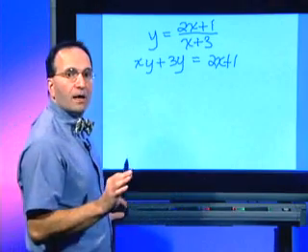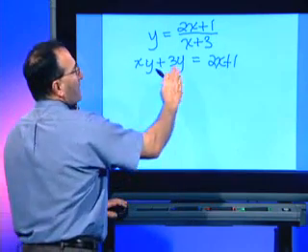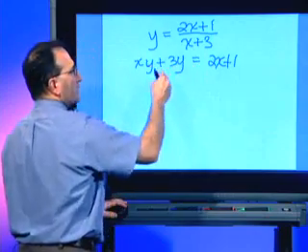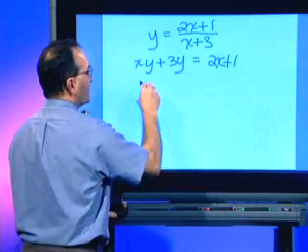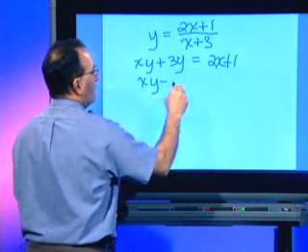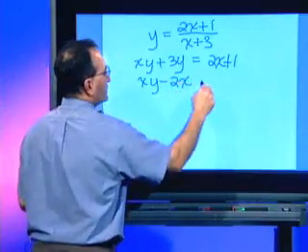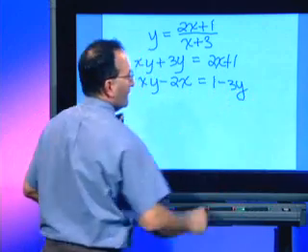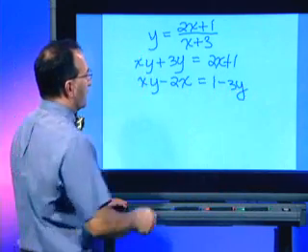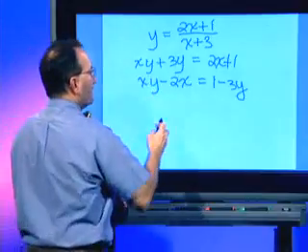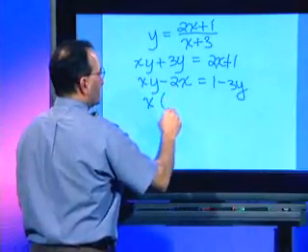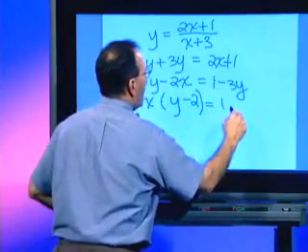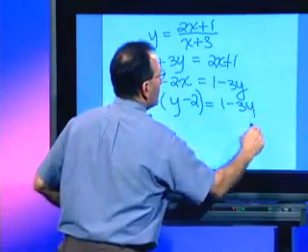And now what I want to do is get all of the terms that have x's on one side. So I need to bring the 2x over, and let's bring the 3y over here. So we get xy - 2x = 1 - 3y. And now what I need to do is factor out the x, which would give me x times the quantity y - 2 = 1 - 3y.